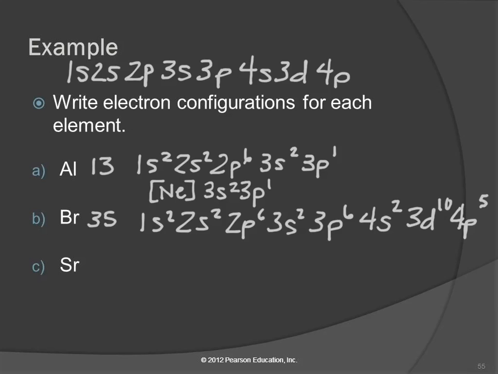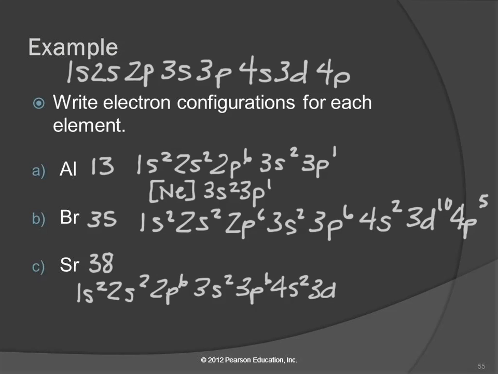So strontium has 38 electrons, right? That's 3 more than bromine. So one way to do this is just copy down bromine: 1s2, 2s2, 2p6, 3s2, 3p6, 4s2, 3d10. Then that 4p is full, and we still need 2 more electrons. So those are going to go into the 5s orbital. So those are really long electron configurations, aren't they?